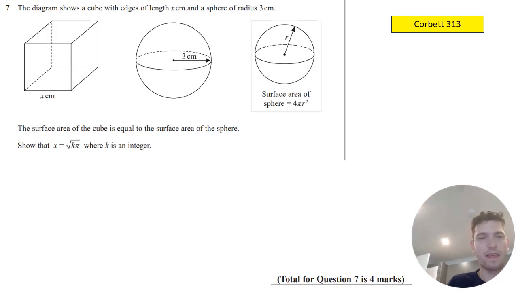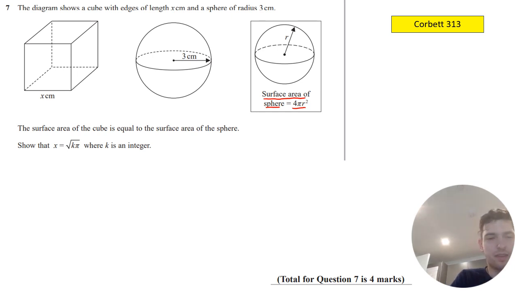Okay, question 7. The diagram shows a cube with edges of length x centimeters and a sphere of radius 3. I can see both of those in the diagram below. It also tells me the formula for surface area of a sphere, so I'm definitely going to use that formula, 4 pi r squared.